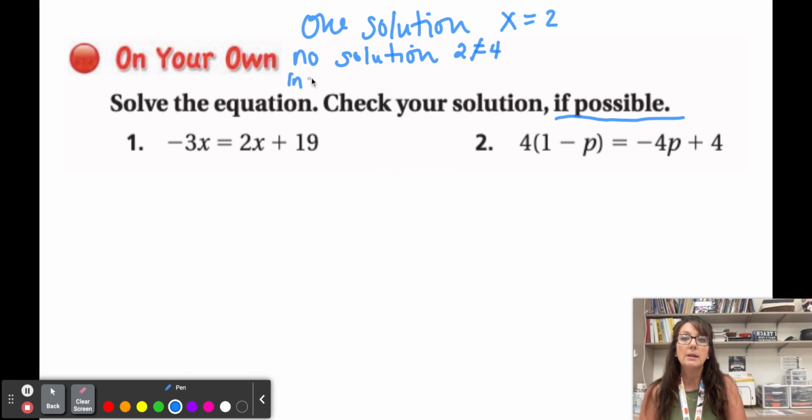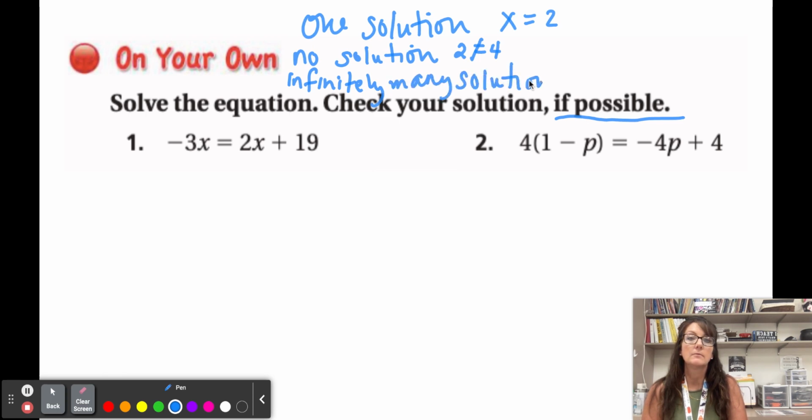Or possibly infinitely many solutions, because you'll get something like 2 equals 2. And these are just examples, but is 2 equal to 2? Yes, always 2 is equal to 2, which means no matter what number you substitute in for the variable, it will be true in all situations. And then you would say infinitely many solutions.